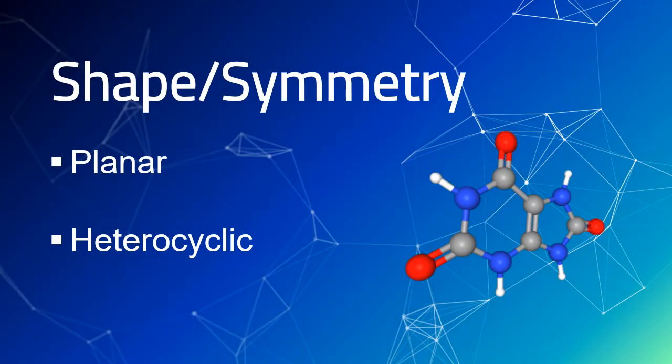The shape of uric acid is a planar heterocyclic compound consisting of carbon, nitrogen, oxygen, and hydrogen. The graphic to your right clearly lets you see all the elements I just listed.